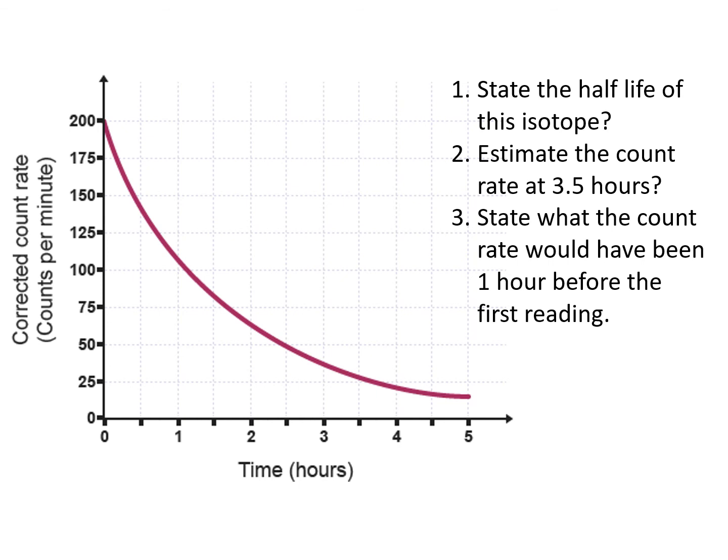And finally, state what the count rate would have been 1 hour before the first reading. Okay, well, the half-life is just over 1 hour, but this is only an hour before. So if we go back by 1 hour and 10 minutes, it would have been 400, because we need to take the number 200 and double it. But this isn't 1 hour 10 minutes earlier, it's 1 hour earlier. So we can estimate here. All we can really say is that it is just a bit less than 400. So I would go with something like 390. So I would say that the count rate was probably around 390.